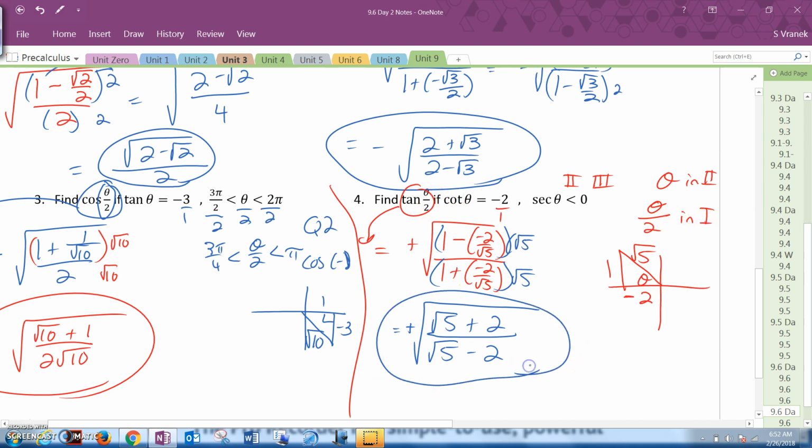Okay? So that's how you use the half-angle formulas. The harder thing about that is figuring out the correct sign to put in front of your formula. The rest, and then maybe rationalizing a little bit.